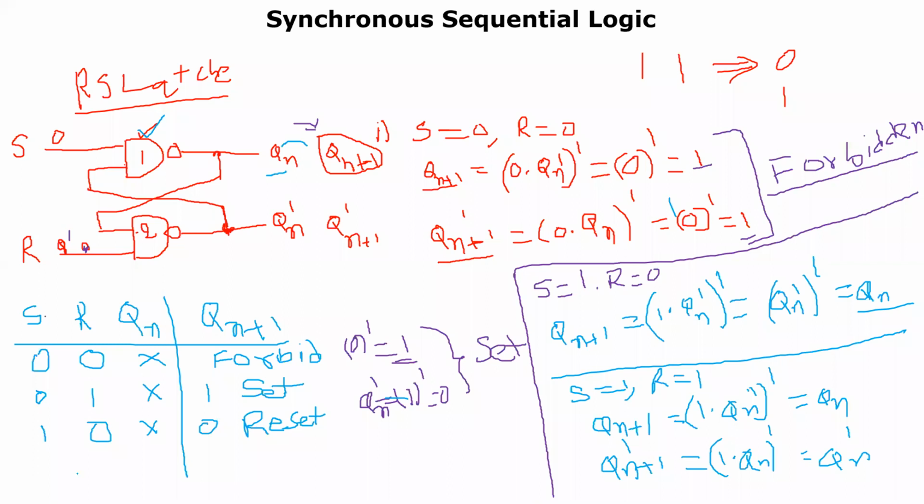And finally, 1, 1 will be taken by you. Then you could get no change at all. Whatever the previous state outputs, the same outputs will be continued. So, no change. These are the specific outputs. So this is the way the RS latch is going to be evaluated.